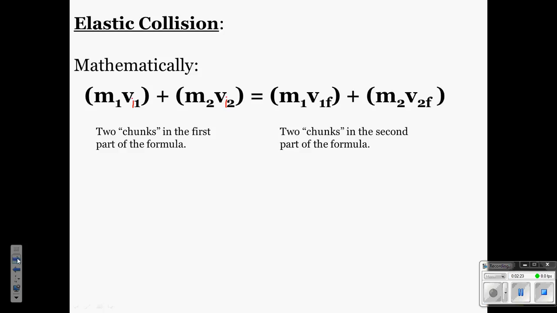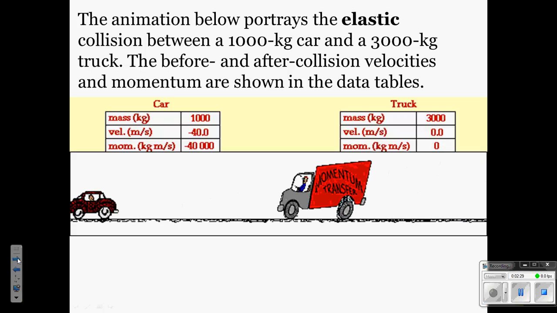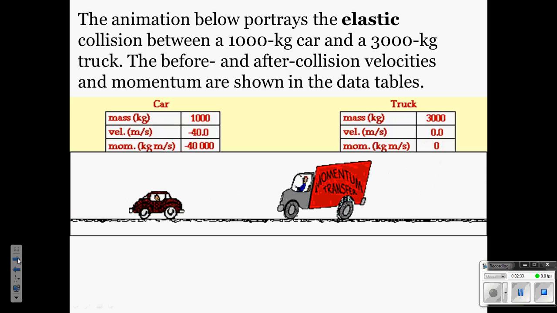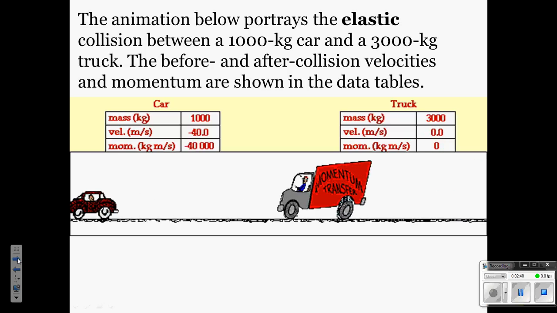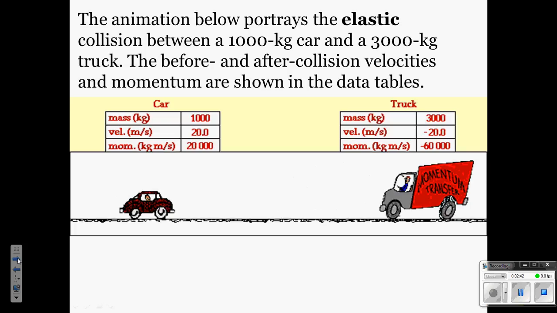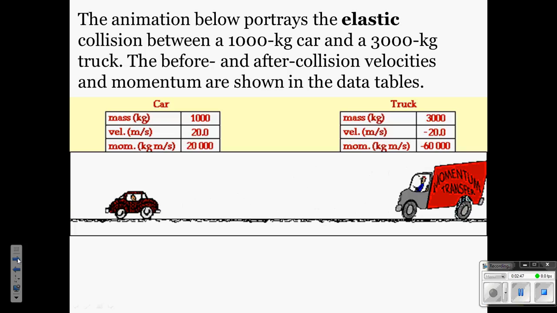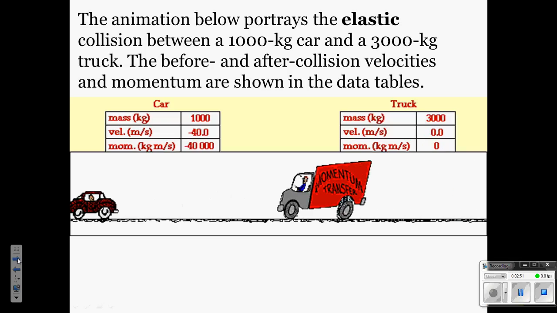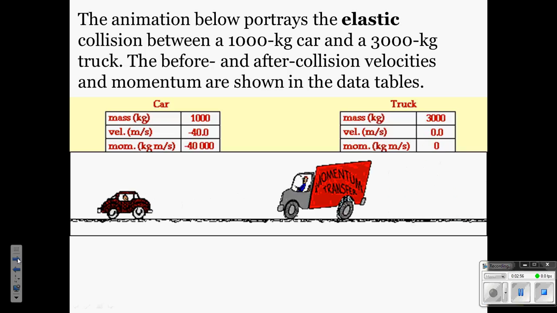To make sure that you understand this mathematical equation conceptually, observe the big truck and the little car here. Notice that the data tables above them are changing. We have their initial velocity, which changes after they collide. You can see that the negative is going to represent the direction in which the car and the truck are going. This animation is going to portray an elastic collision between the little car, which is 1,000 kilograms, and the truck, which is 3,000 kilograms.